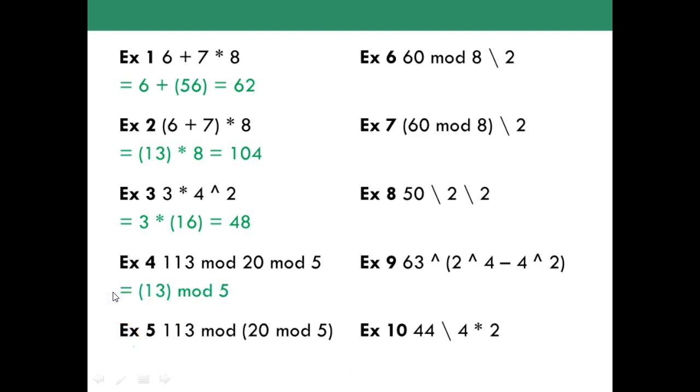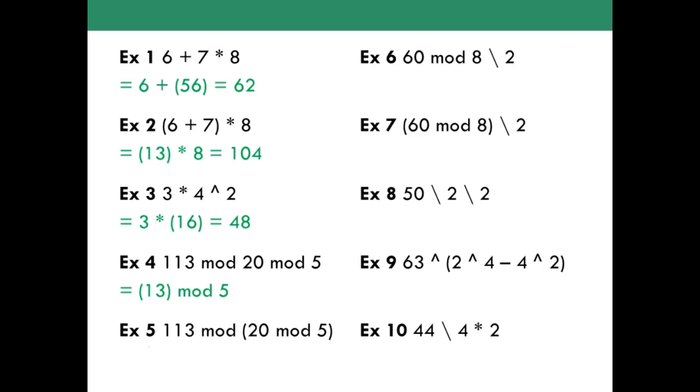For example 4, you start off with 113 mod 20. 20 goes into 113 5 times, 5 groups. It leaves you with a remainder of 13. 13 mod 5: you have 2 groups of 5 that can go into 13, leaving you with 3 as the remainder, or as the result and the remainder. Oops, and I just exposed the next question.